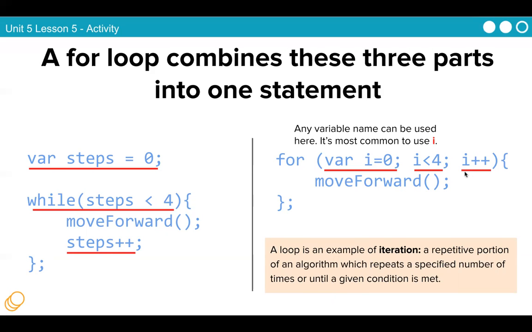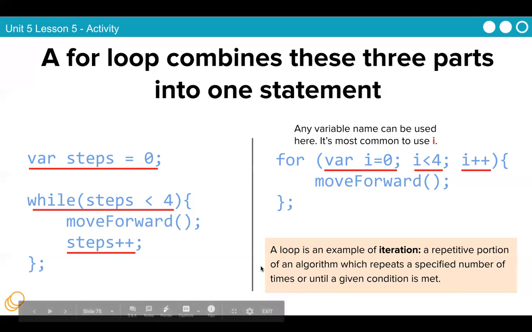Again, we almost always use i. So the only thing we're going to be changing if we set this up is what number goes here instead of 4. We just put the number in there for how many times we want this to run. And then this will happen that many times. Also note that a loop is an example of iteration. Iteration is a repetitive portion of an algorithm which repeats a specified number of times or until a given condition is met.